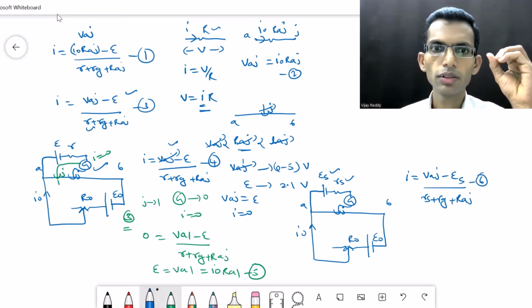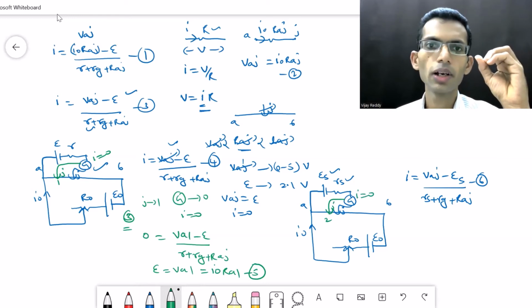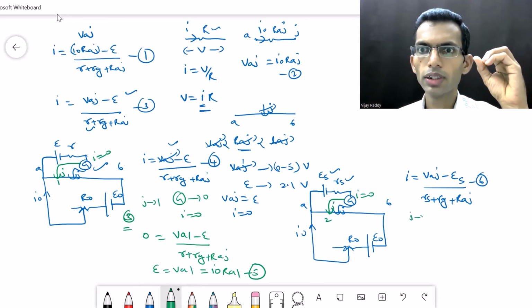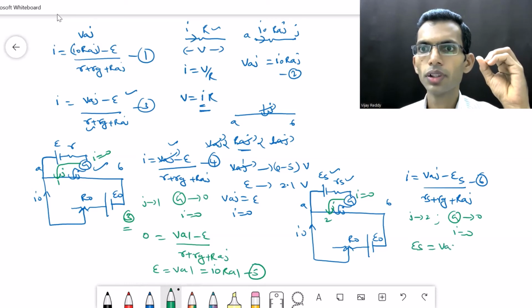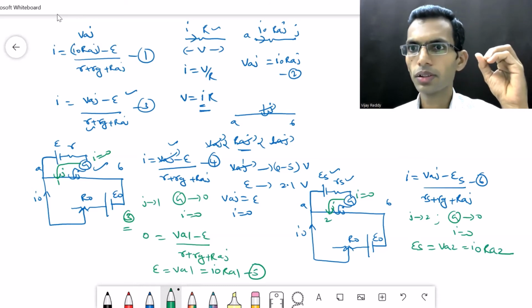So let us say when we repeat the experiment, at a particular position, let us take position 2, J2, the galvanometer shows 0 deflection. When we substitute into equation 6, what are we going to get? We are going to get ES is equal to VA2, so that is I0 RA2. So ES equals I0 RA2, this is equation 7.